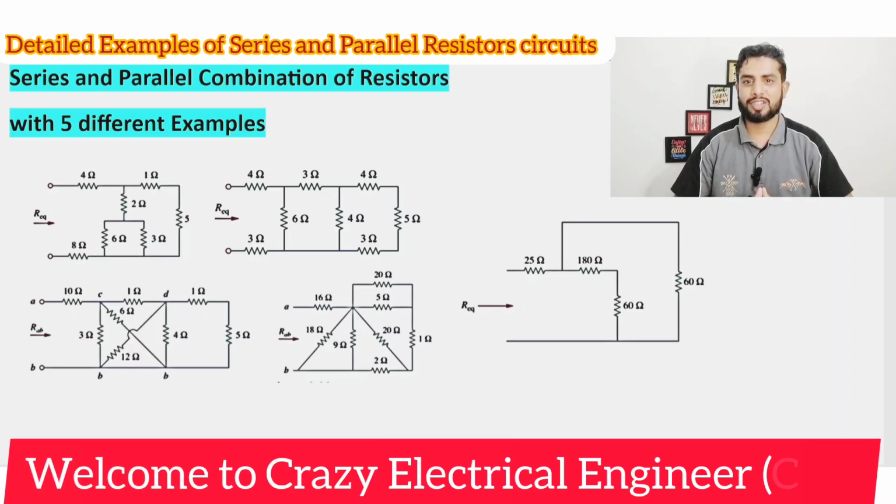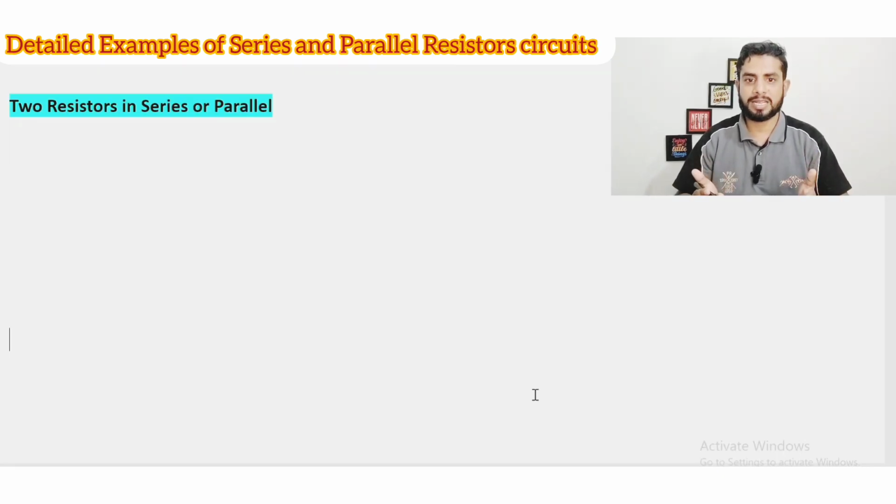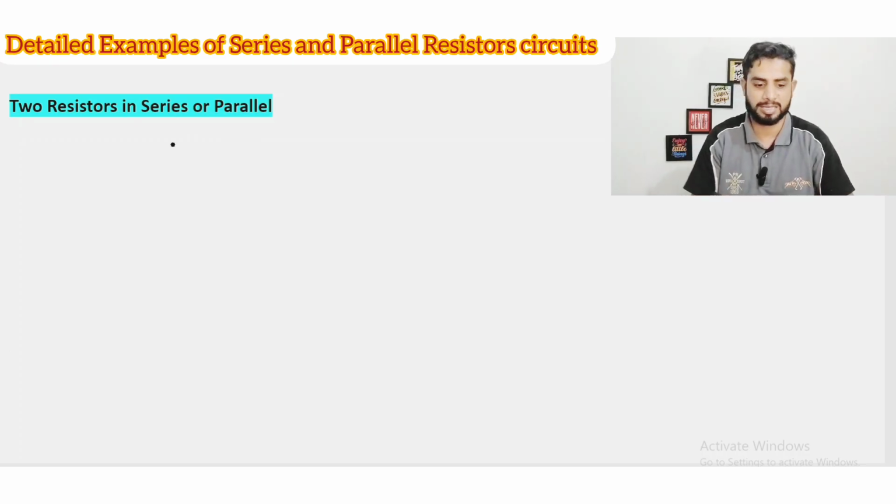Hello guys, in this video I would like to explain how to solve any series or parallel combinations of resistors with the help of these 5 examples. So let's start. First I will explain the common concept of how to solve 2 or more resistors in series or parallel, so that we will derive the final formula of series or parallel combinations of 2 or more than 2 resistors connected in series or parallel.